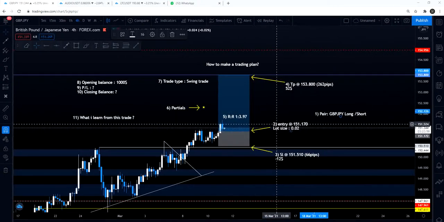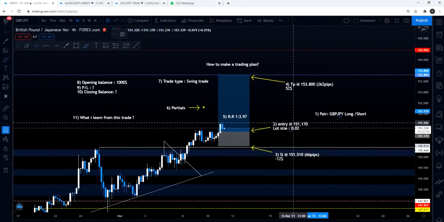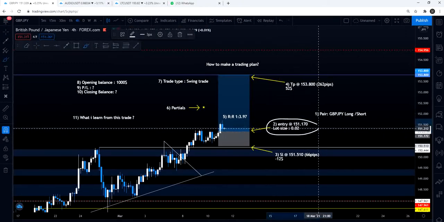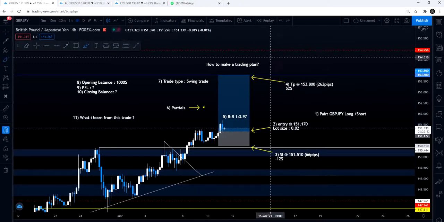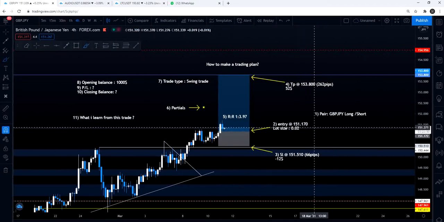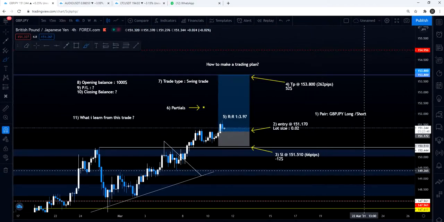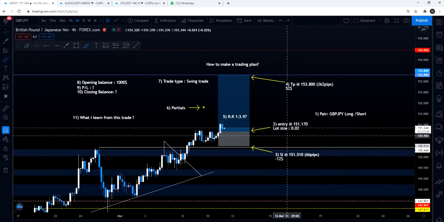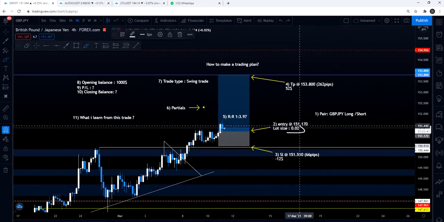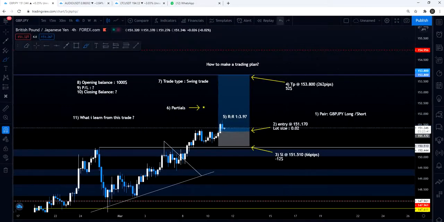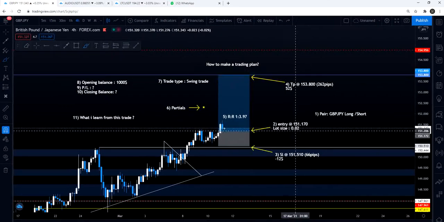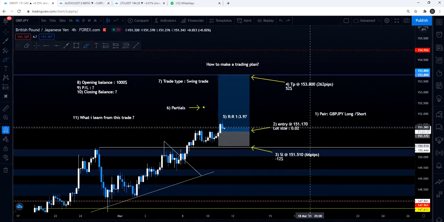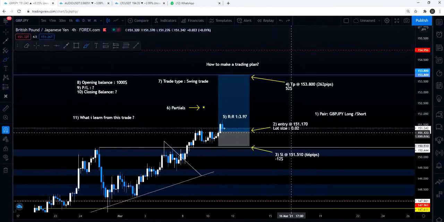After that, I have to mention at what price I am planning to enter. As per this example, I am planning to enter at 151.170. And what will be my lot size? Lot size will be 0.02. Everything is done by the risk reward as per my account balance, this lot size.